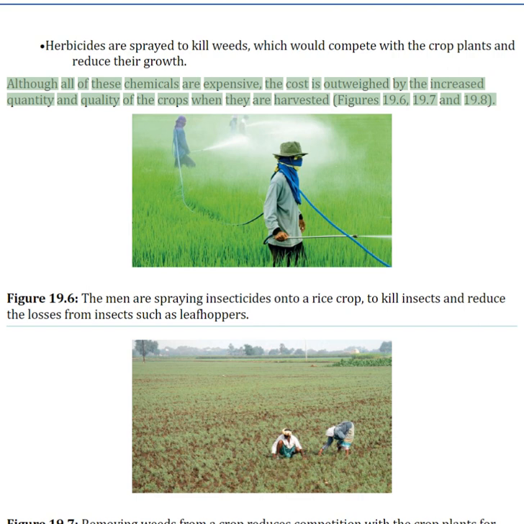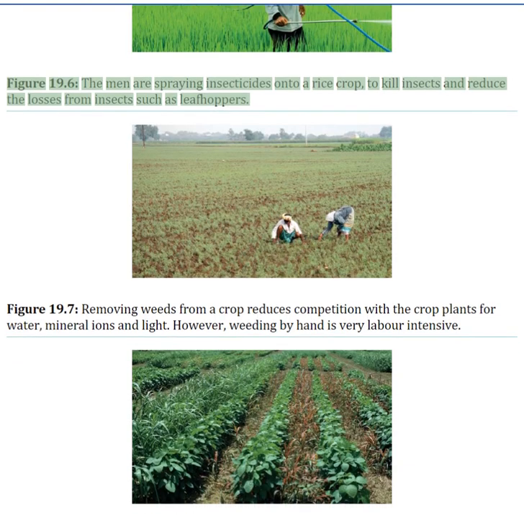Although all of these chemicals are expensive, the cost is outweighed by the increased quantity and quality of the crops when they are harvested. Figure 19.6, the men are spraying insecticides onto a rice crop to kill insects and reduce the losses from insects such as leafhoppers.